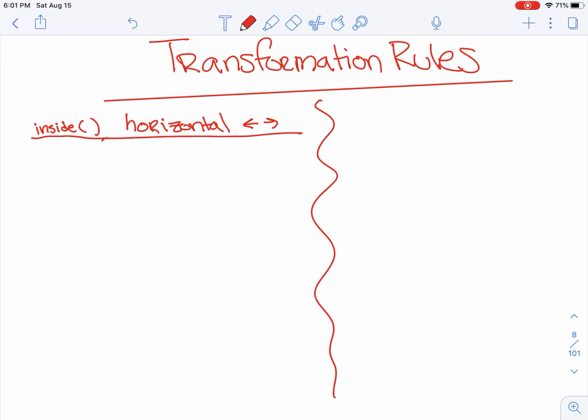Then I have vertical transformations, which all go up and down. And these are all outside parentheses. Okay. Horizontal transformations are going to follow in the order that I write them in. So you're looking for shifts.